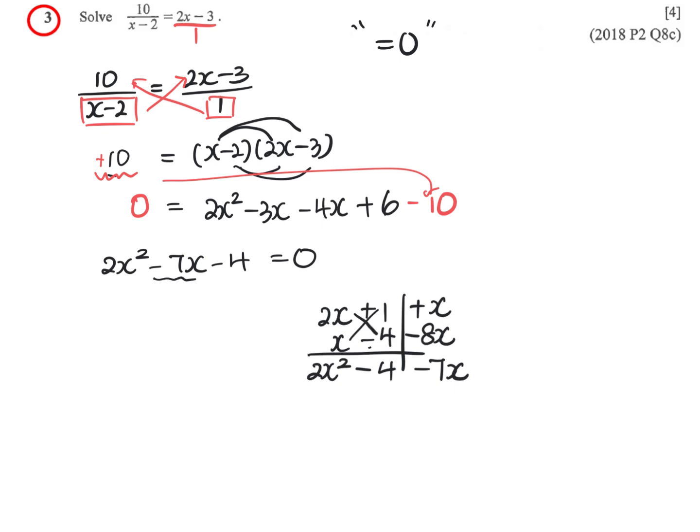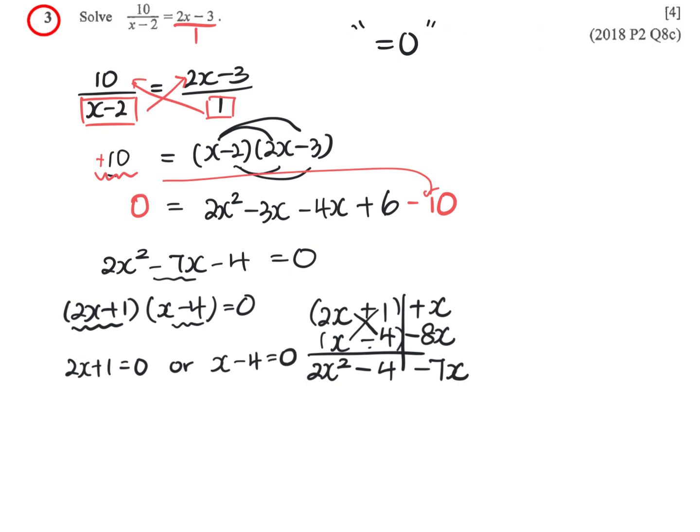Okay, wait a minute. So where are my two brackets? This will be my first and second bracket. So factorizing this, I have 2x plus 1 and x minus 4 equal to 0. So first solution over here, 2x plus 1 equals 0. Or second solution over here, x minus 4 equals 0. So 2x equals negative 1, x equals negative half. Or x equals 4. We have both our answers.